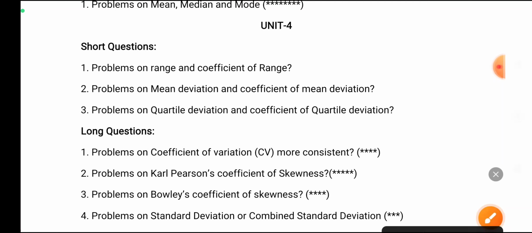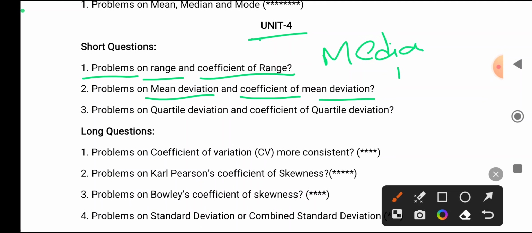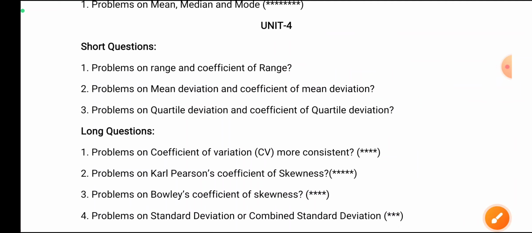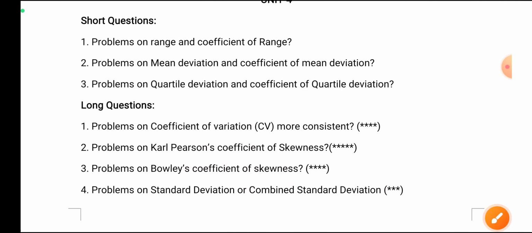And the fourth unit, measures of dispersion. From this, problems on range and coefficient of range, short questions will come. Problems on mean deviation and coefficient of mean deviation, sometimes it may be asked from median also. From the median, use the formula sum of mod d by n. Then quartile deviation and coefficient of quartile deviation: (Q3 minus Q1) divided by 2, and (Q3 minus Q1) divided by (Q3 plus Q1). That formula is used, and they ask it here.